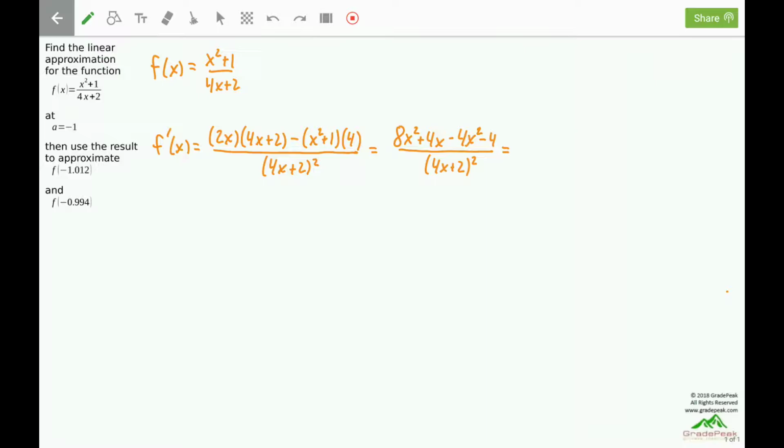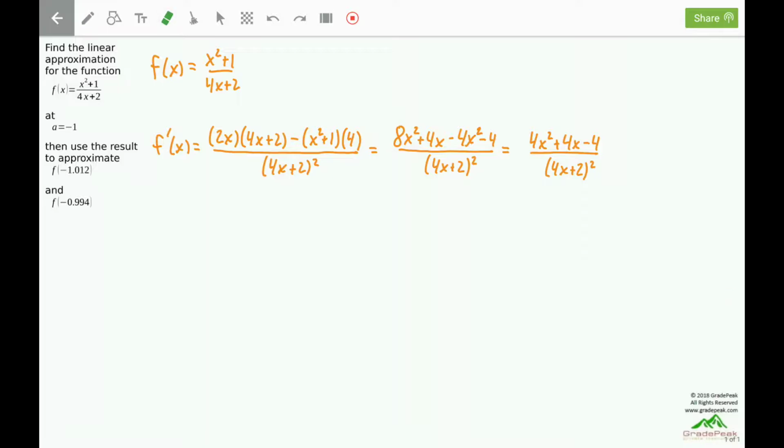Now we can combine like terms together in the numerator. There's an 8x squared and a negative 4x squared combining to be a positive 4x squared. There's a positive 4x and there's a negative 4, all over (4x plus 2) squared.